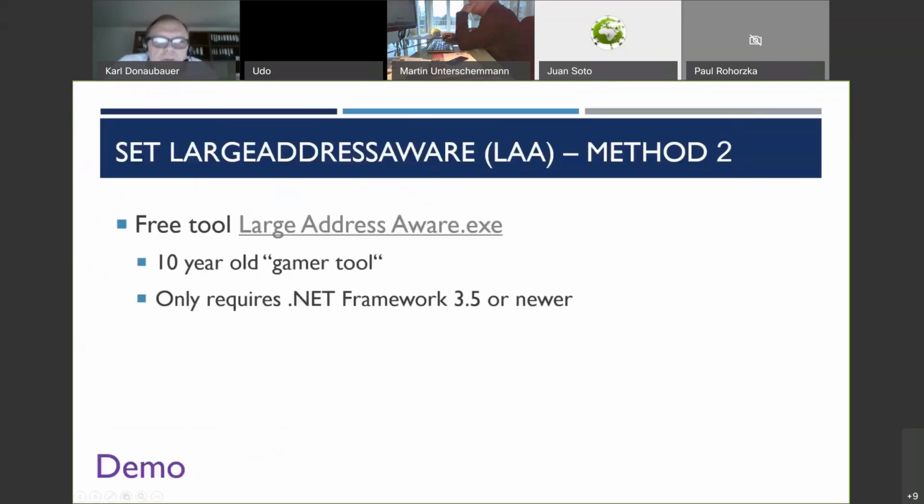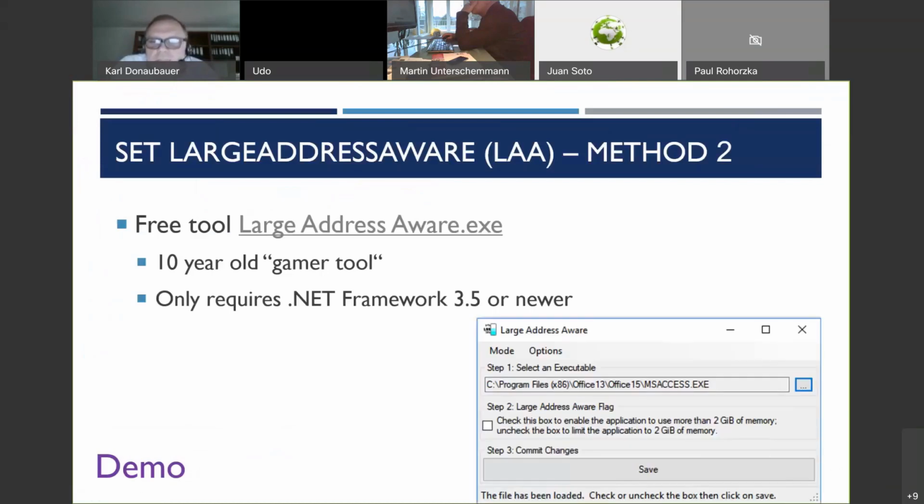And you have the link here. You get the link with the slides. This is how it looks like. You've seen it in the demo. You choose your file, and then you say, make it large address aware. It's an old one, 10 years old, so they had 32-bit Windows, and you see it in the comments there. But it still works with the newest versions of Windows 10 and Office 365.